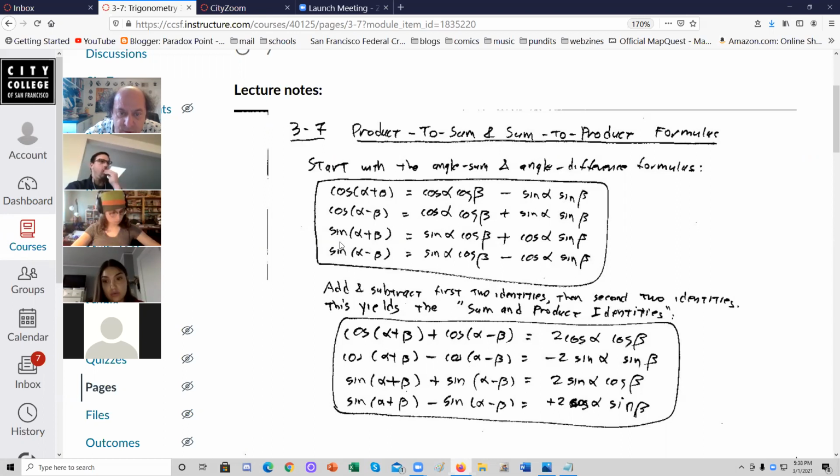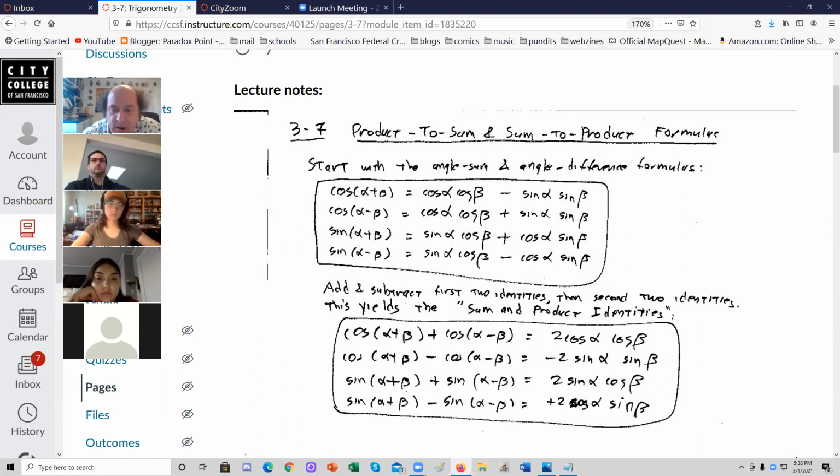If we add these two formulas, on the left we get sine(alpha plus beta) plus sine(alpha minus beta). The cosine sine cancels, and we're left with sine of the sum plus sine of the difference is 2 sine alpha cosine beta. And if we subtract them, these terms cancel, and you get sine of alpha plus beta minus sine of alpha minus beta equals 2 cos alpha sine beta. Now, this is not listed in the book, but I call it the sum and product identities.